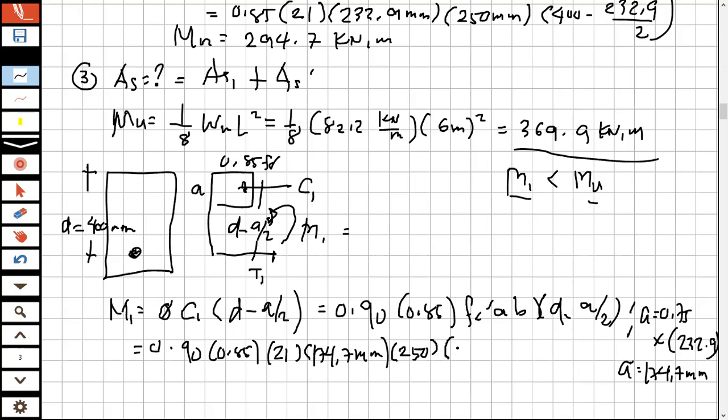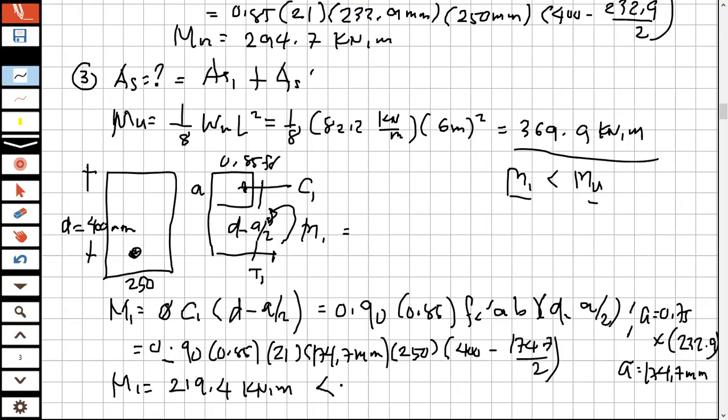Okay. A. B, the width of the beam, is 250 millimeter. D is 400. Ayan. Okay. This is 250. D is 400 minus A again, is 174.7 divided by 2. So we can have a value of our M1 here. M1 is also already ultimate moment kasi may reduction factor na siya na 0.9. So the value here for M1 is 219.4 kilonewton meter.